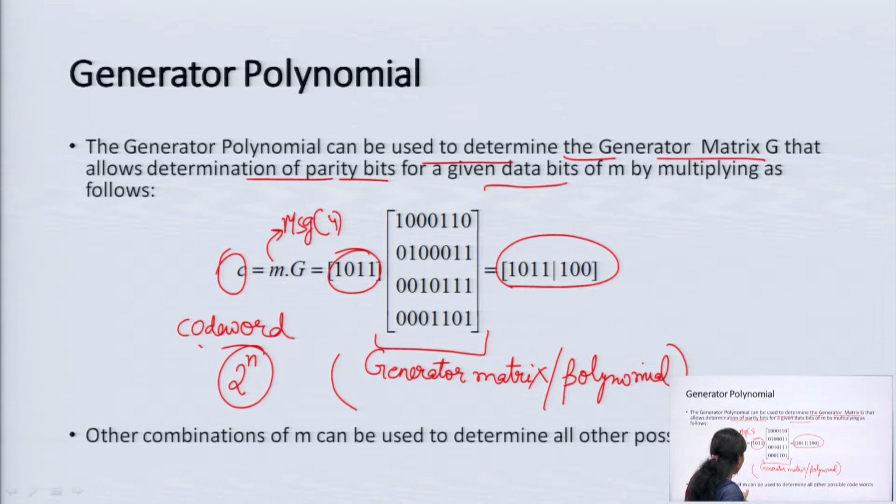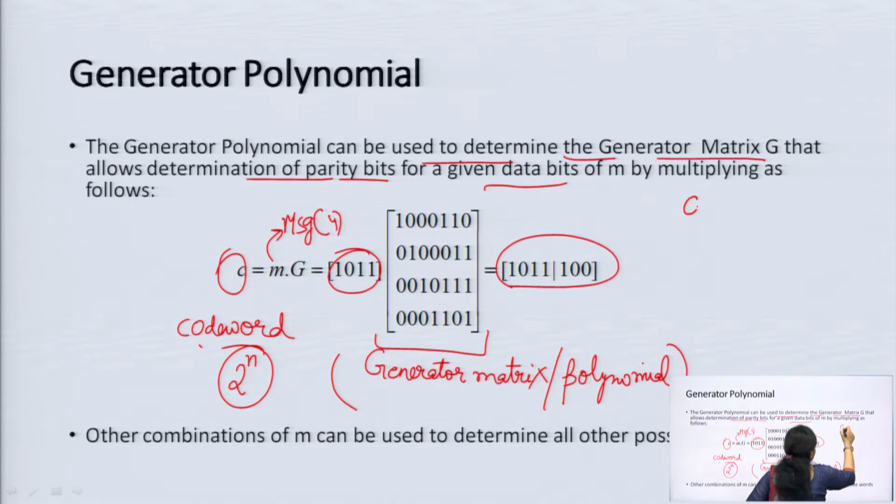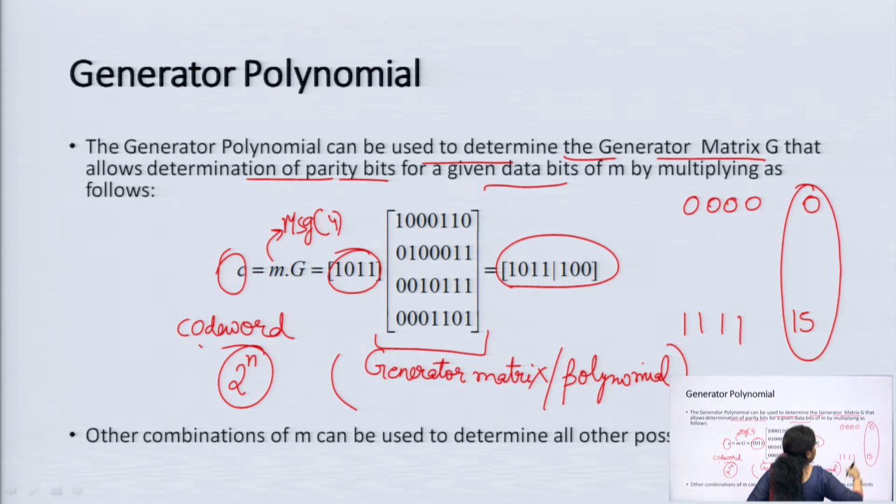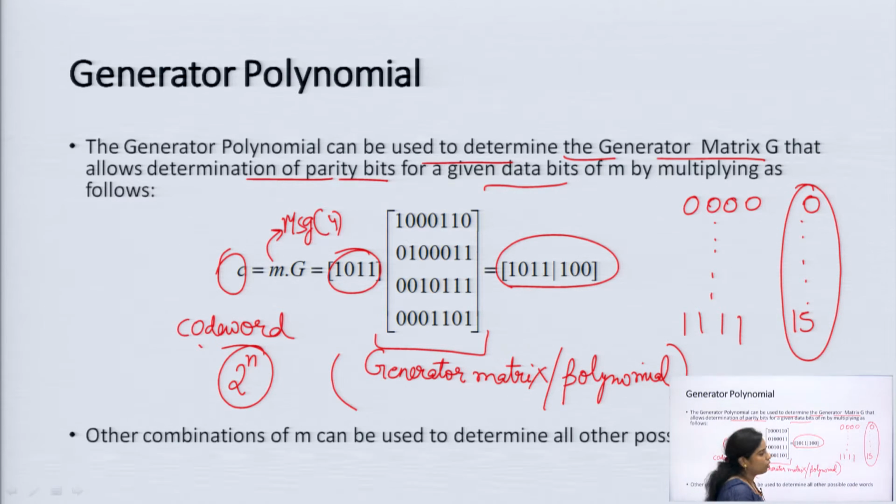Now, other combinations of m can be used to determine all other possible code words. So, how many combinations are possible? This is a big question, but it is very simple to answer, because if we are considering 4 bits, then how many combinations are there? It will be from 4 times 0 to 4 times 1, means from 0 to 15. In total 16 combinations are available. So, you can find out this many code words by using 4 bits in your message signal. So, this is about the generator polynomial.